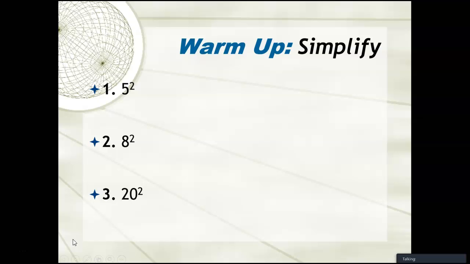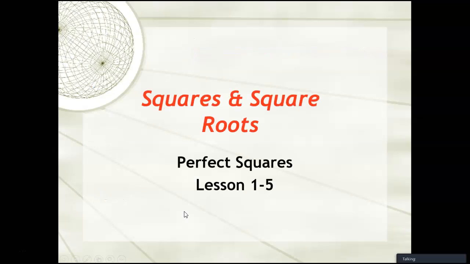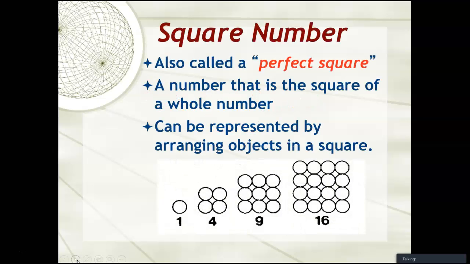Okay, next page. We are looking at squares and square roots this week. Today we're focusing on the perfect squares. A perfect square is also called a square number. A number that is a square of a whole number.